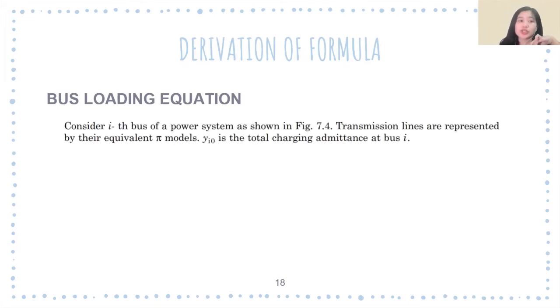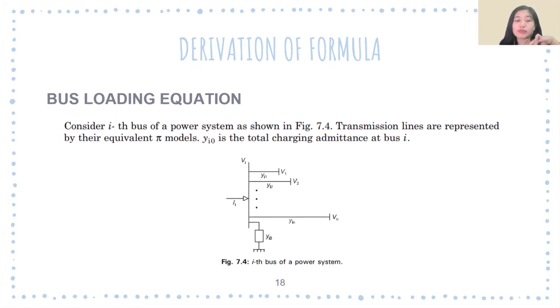So for this bus loading equation, we have to consider this figure 7.4 as our ith bus of the power system. The transmission lines are represented by their equivalent pi models, which is Y10, the total charging admittance at bus i. Basically, ang construction ng 7.4 is that it has this certain bus, and that bus has a connection or has been injected by a current Ii. And that current Ii has this injection sa bus natin that contains a certain value of voltage. And of course, meron siyang mga admittances, which is admittance 1, admittance 2, and admittance 3, and we have our load over here.